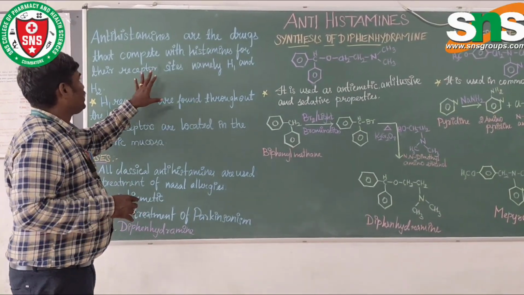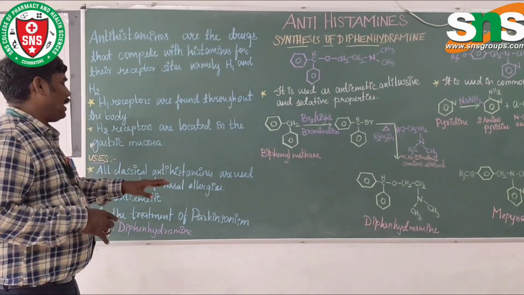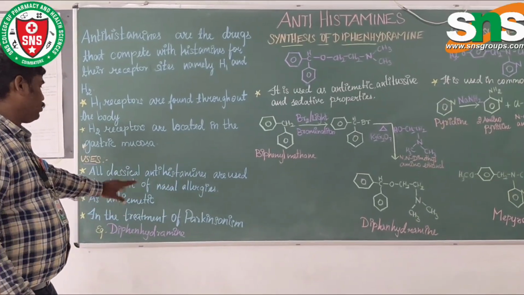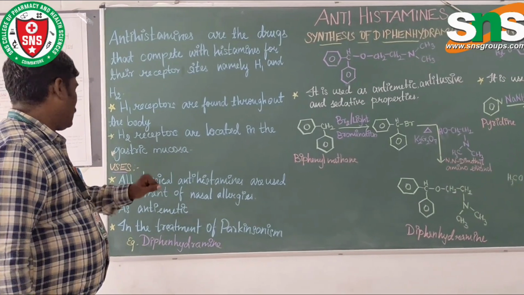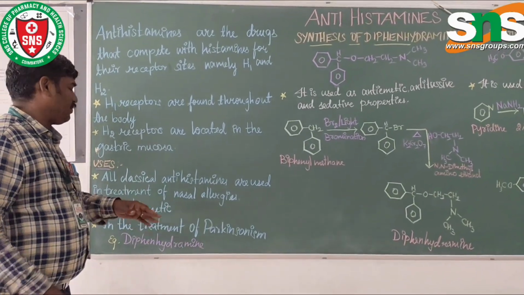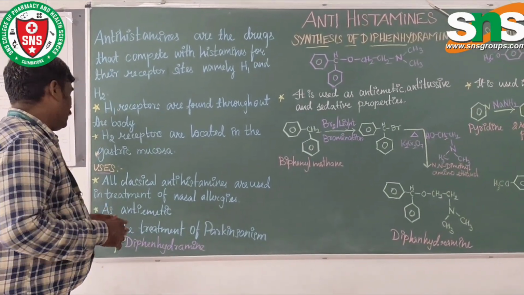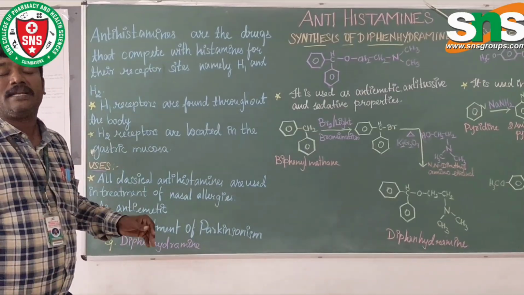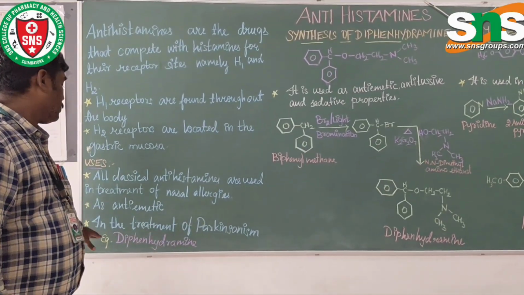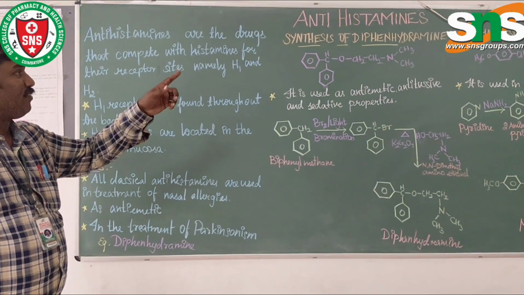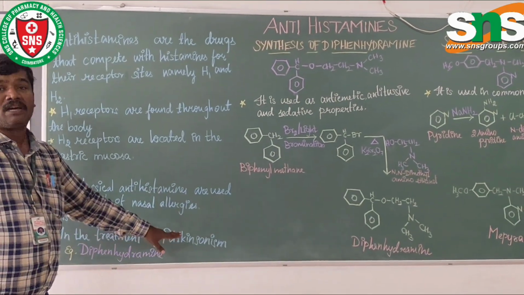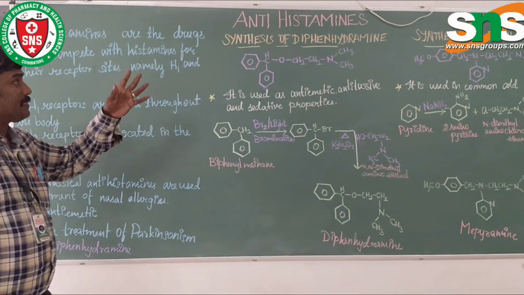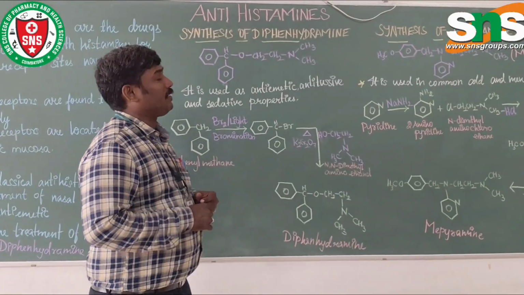What are the uses of these antihistamines? All the antihistamines are used for the treatment of allergies, especially nasal allergies, and they are also used as anti-emetics, and in the treatment of Parkinsonism. So one of the drugs we are going to discuss, diphenhydramine, is used for the treatment of Parkinsonism. Let us see the synthesis of diphenhydramine.